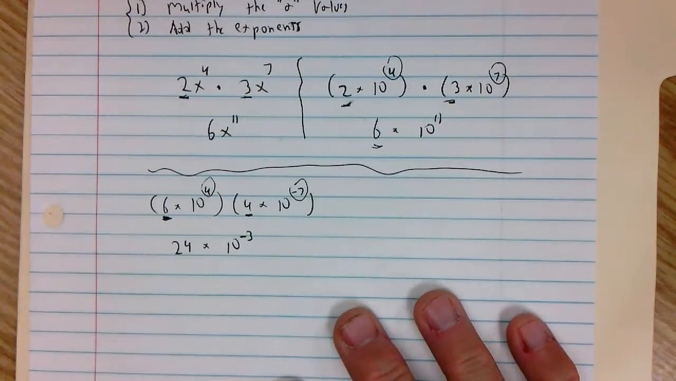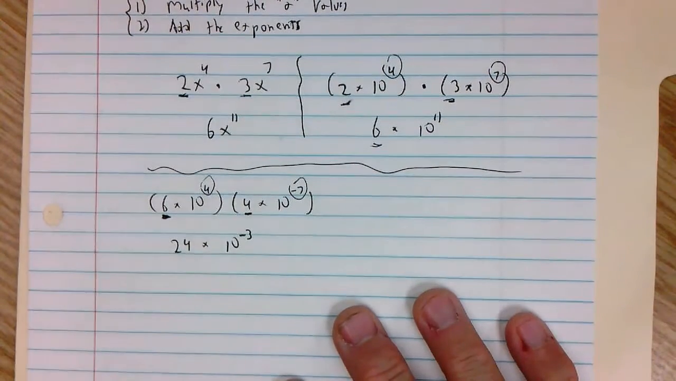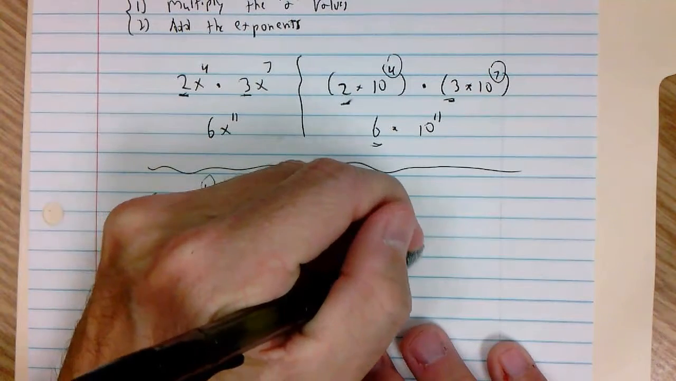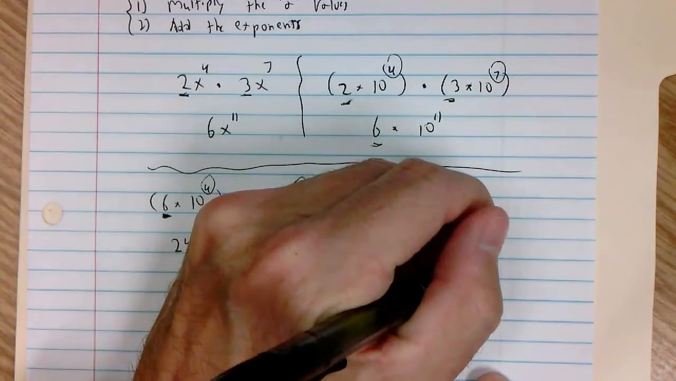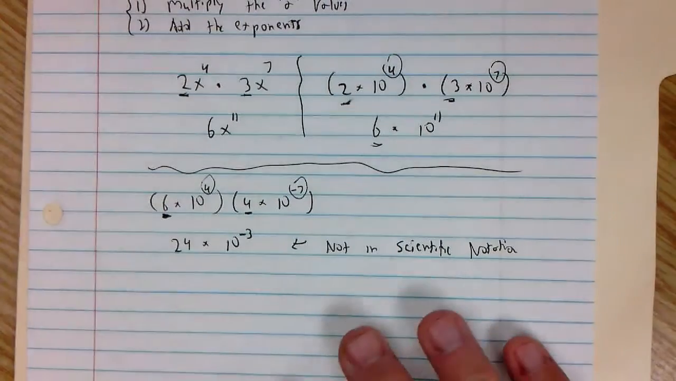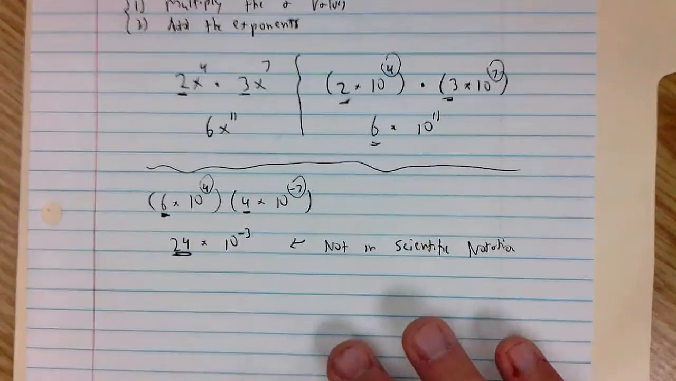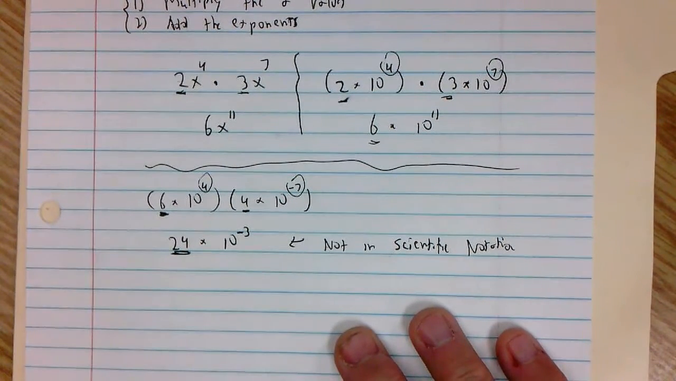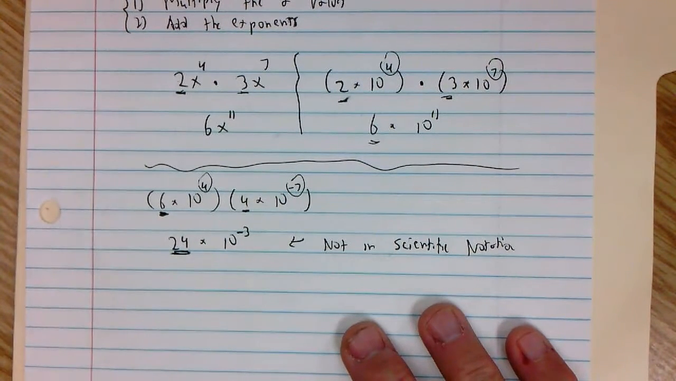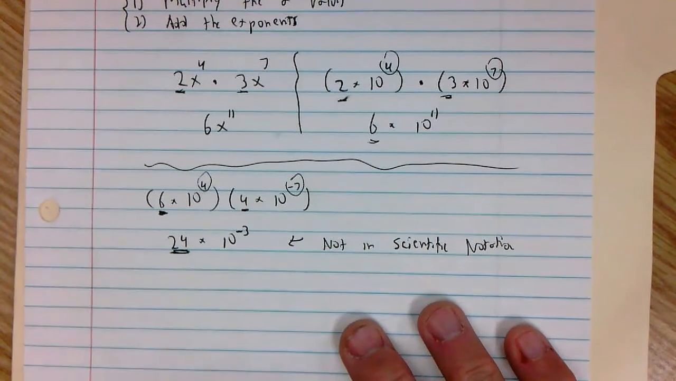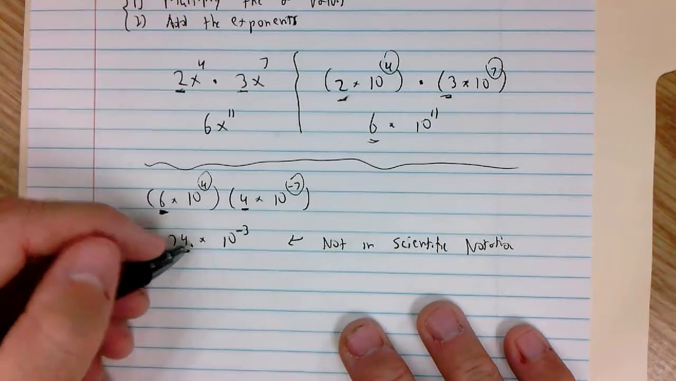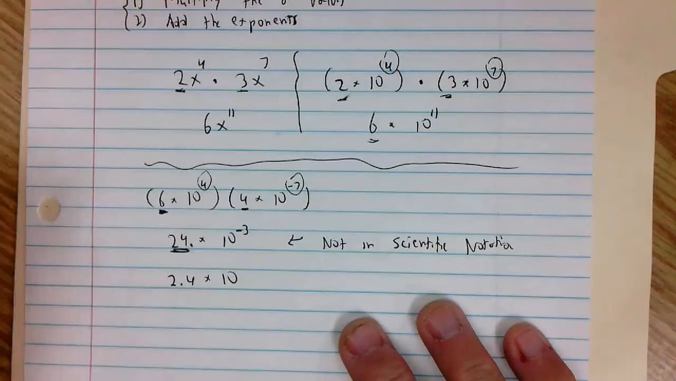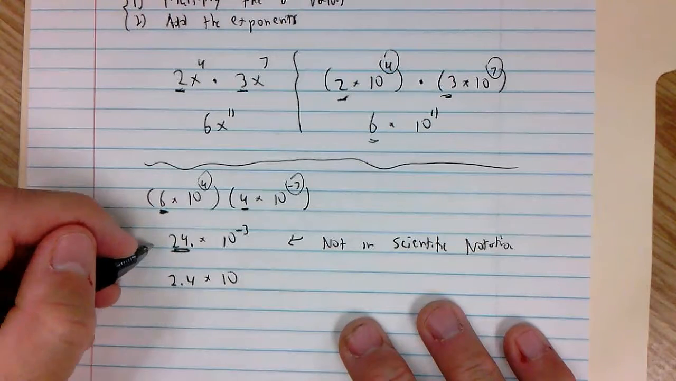And this would be my answer, except this is not in scientific notation. Why is it not in scientific notation? Well, if you said because this number, the a value, is not between 1 and 10, you'd be correct. So after you multiply, you have to make sure that that a value is between 1 and 10. So I would take the decimal point now, and I would move it one spot, and I would make this 2.4. All right, so I moved the decimal one spot.